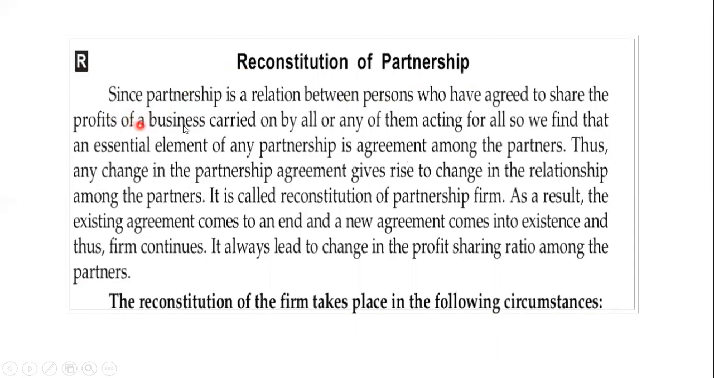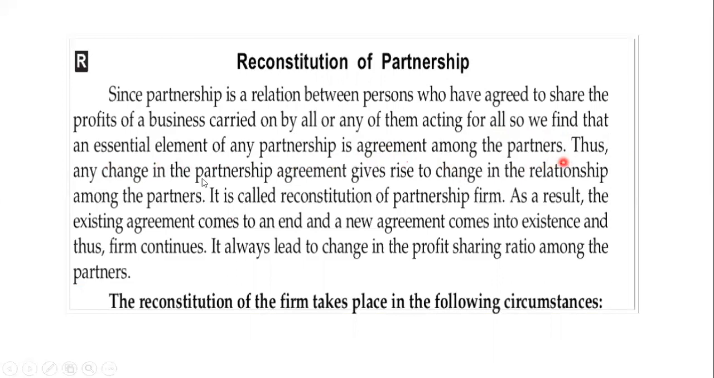Since partnership is the relation between persons who have agreed to share the profit of a business carried on by all or any of them acting for all. So we find that an essential element of any partnership is agreement among the partners. So now it is clear that any kind of partnership business must be based on the agreement. Agreement may be verbal or written, it doesn't matter, but the base of partnership is agreement, right?